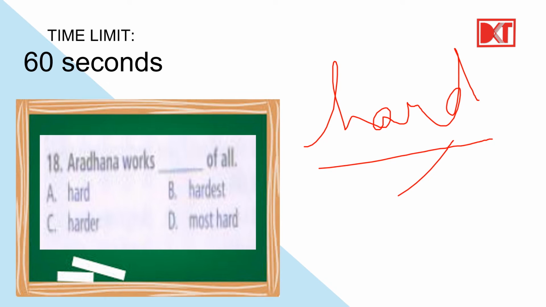But here you see Aradhana works hard, and here "of all" is used. So we are going to use which degree? Superlative, because we are comparing what? Aradhana with all. So amongst all, we are talking about Aradhana. So we will be using superlative. So the answer is B, hardest of all. Alright.